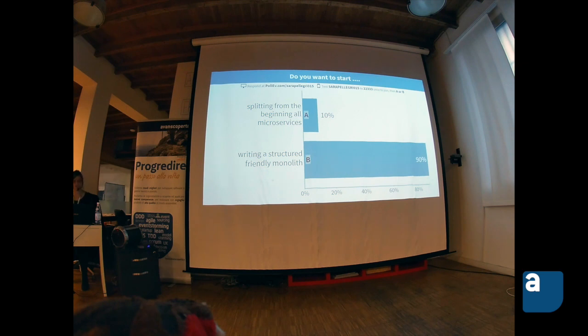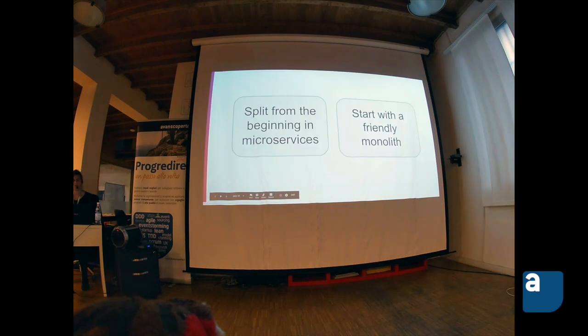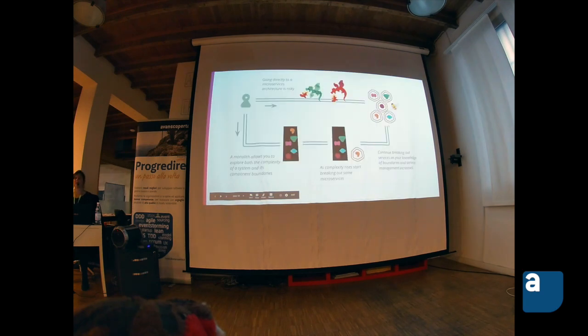Okay, so you decided to go for writing a friendly monolith. This is also a good choice, because starting immediately writing a microservice architecture is very risky for two main reasons. First of all, we don't know the boundary of our context.